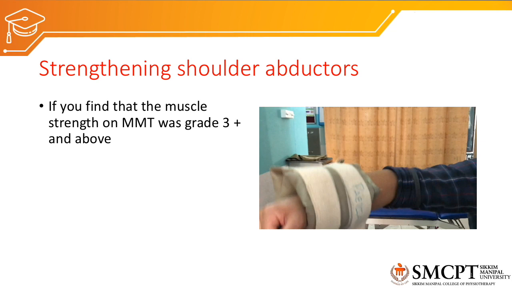So there are basically 4 steps. First, for grade 2, we'll start with suspension. Then in the second step, we will apply active assisted range of motion exercises. In the third step, we will move to active range of motion exercises. And in the fourth step, we will move to resistance exercises. So these are the 4 basic strengthening steps for muscle strength to be improved from grade 2 to grade 4.